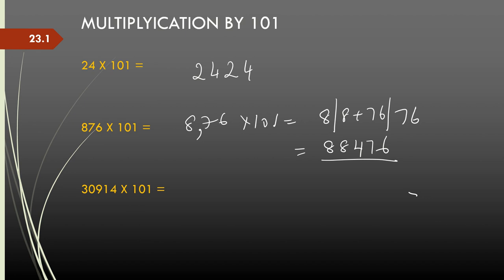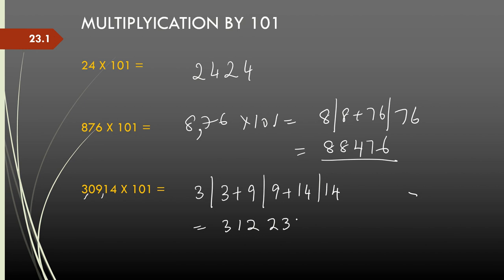Similarly, if I have a bigger number, I start making groups of 2 digits from the right. So there are 3 groups here: 3, 09 and 14. I start from the left: leftmost is 3, then 3 plus 9, then 9 plus 14, and then the last part, 14 itself. Now each part can have 2 digits, so it is 3, then 12. There is no passing of digit because each part is having 2 digits. It is 23 and then 14. So 3122314 is the product of 30914 by 101.